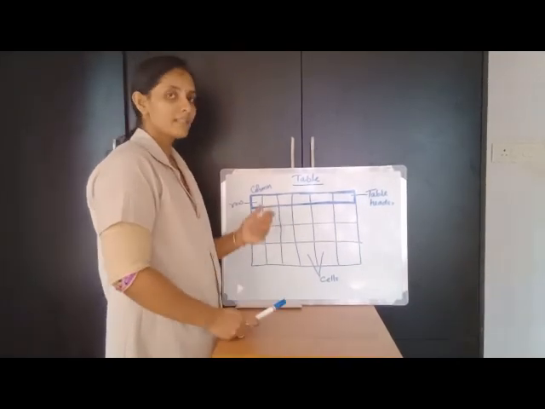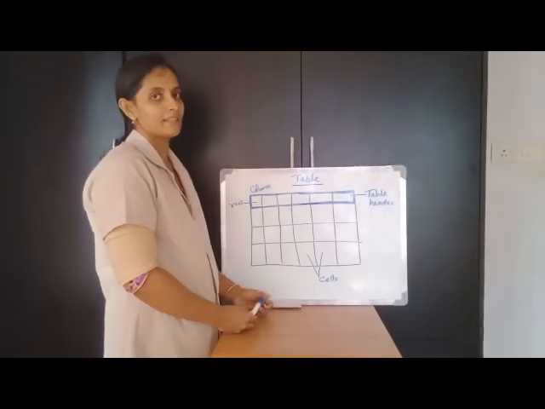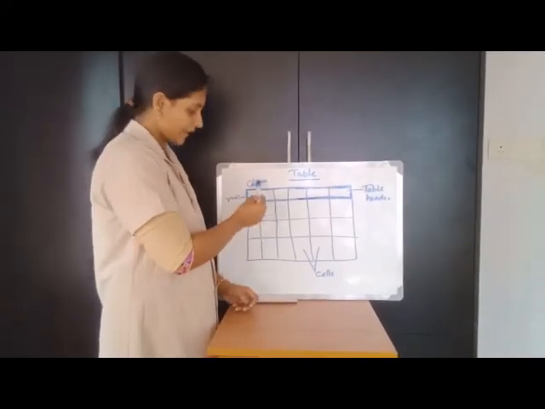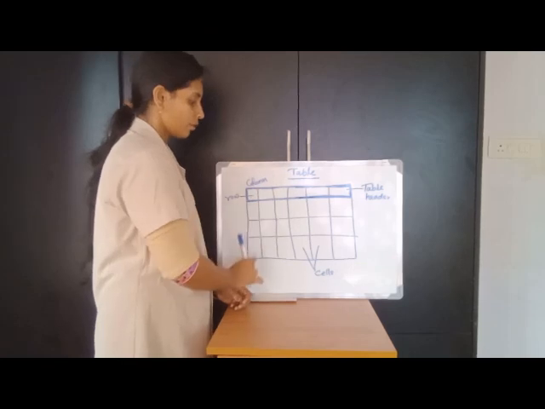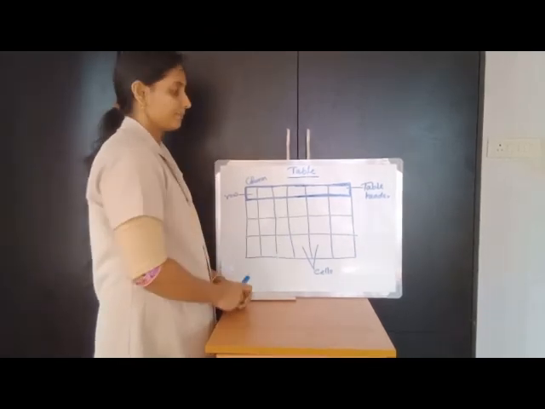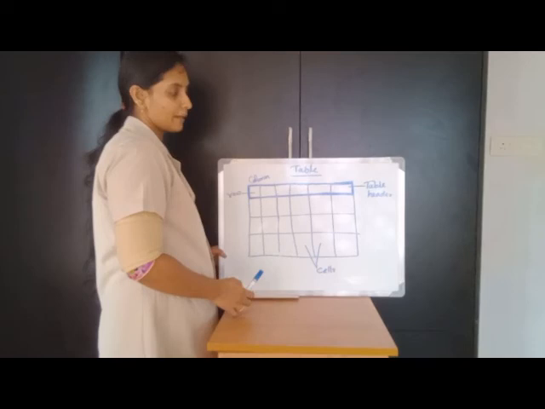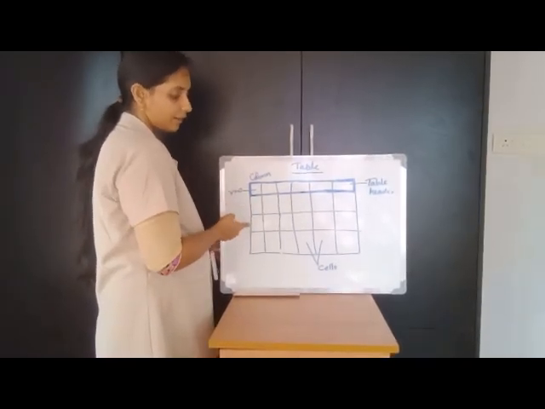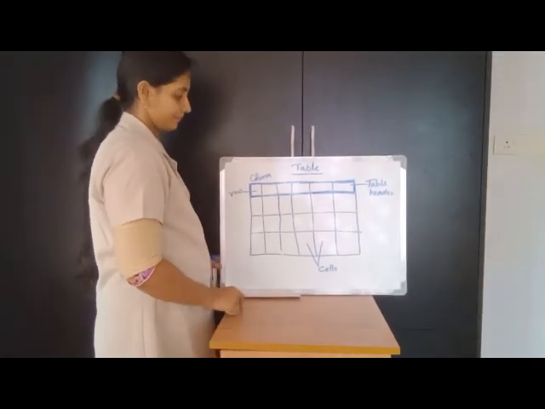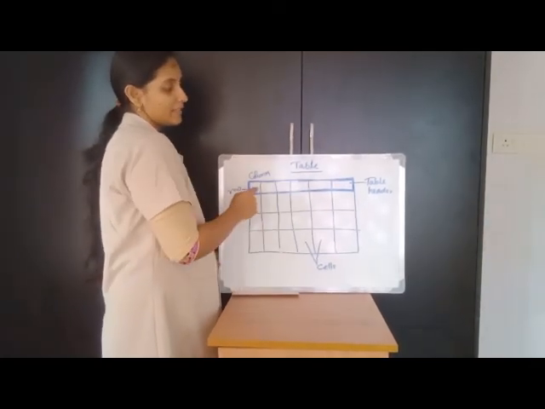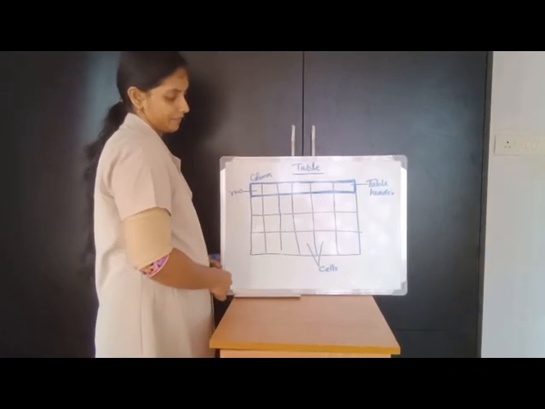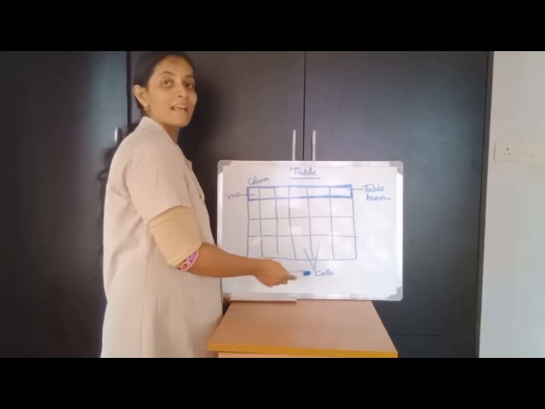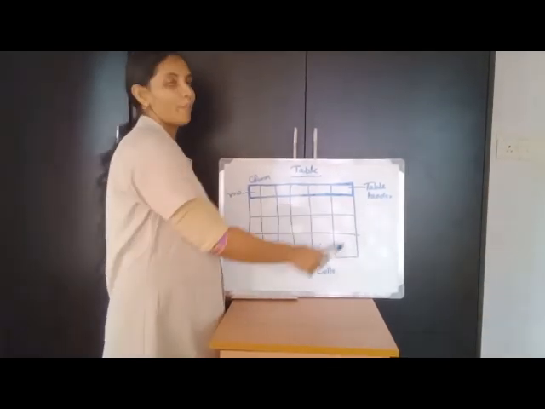Here you can see some vertical lines and some horizontal lines. The vertical lines in a table are known as columns. This is the column: first column, second column, third column, like this. The horizontal section of a table is known as a row. This is a row: first row, second row, third row and fourth row, like that. The first row in a table is known as a table header, and the individual squares in a table are known as cells. This is the format of a table.